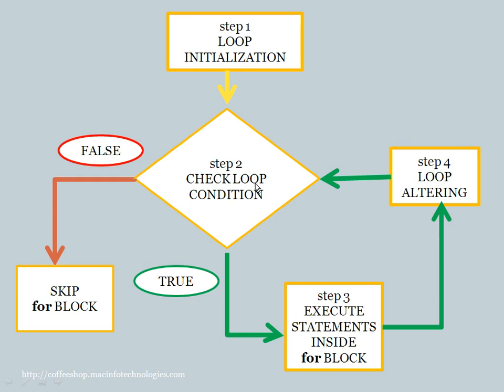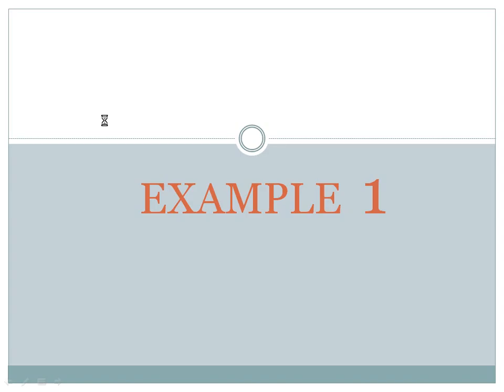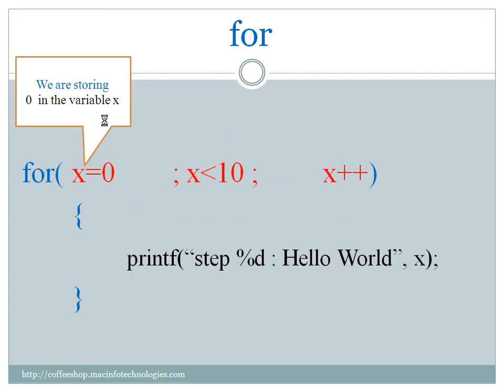And if it is false, it will follow this execution path, and it will skip the for block. For example, if somewhere the condition becomes false, it stops executing the for statements, directly skips all the for block and then continues with whatever statements are available after the for block. So we'll see example 1.